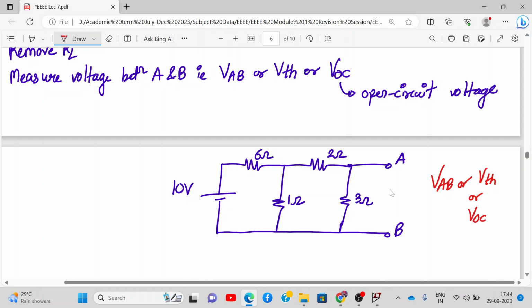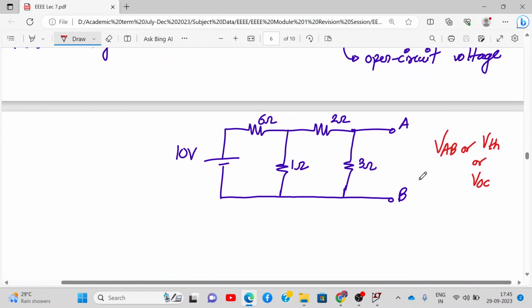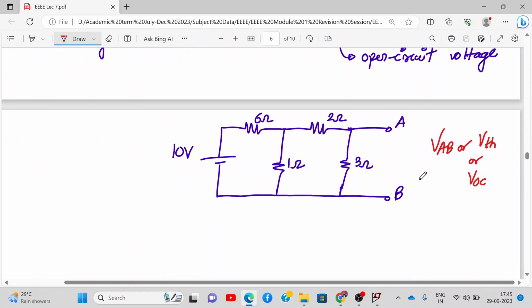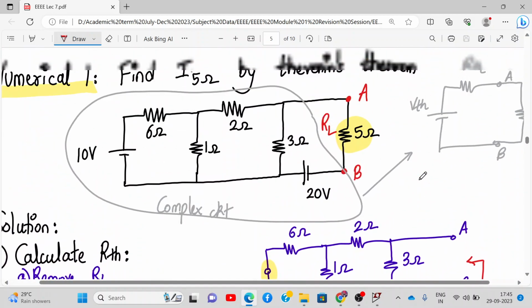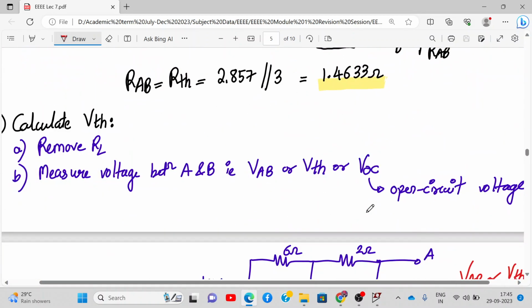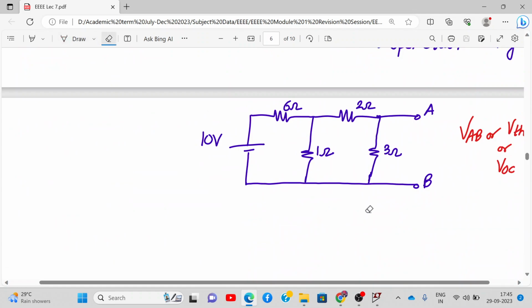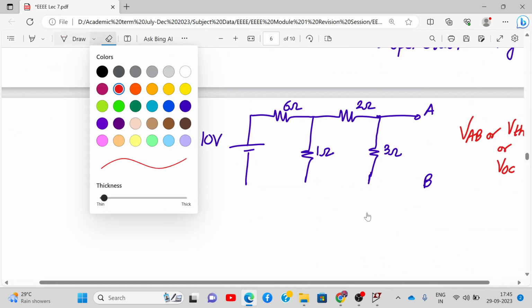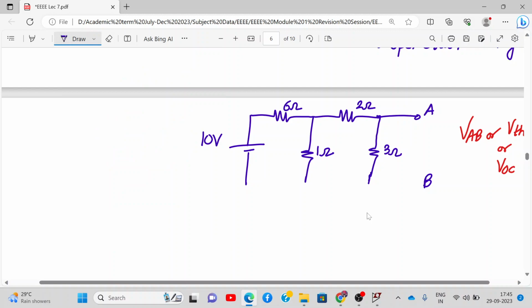All right. So this is the circuit to calculate your VAB. Now, one change is there. There is one more, 20 volt voltage source is left out. So please draw it again. So here I have to draw 20 volt voltage source because that is connected. Here it is. All right, now it's fine.